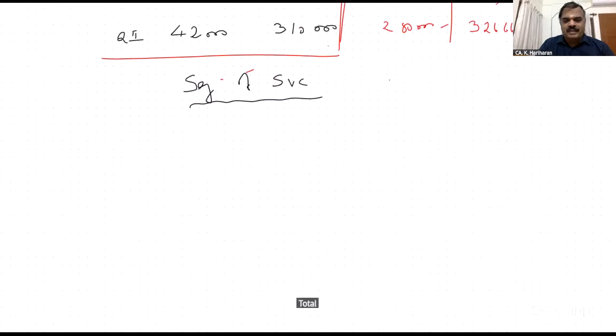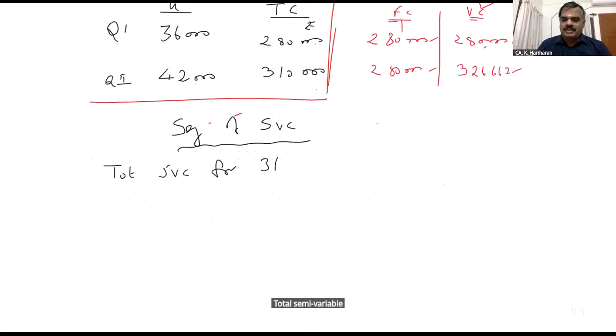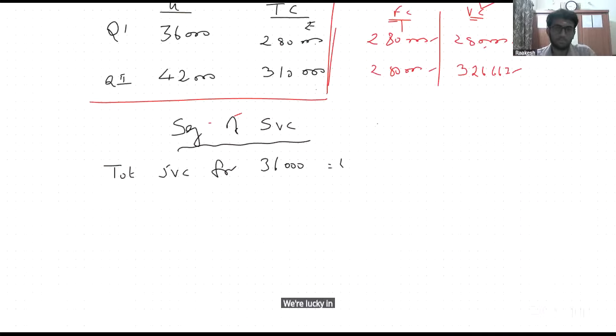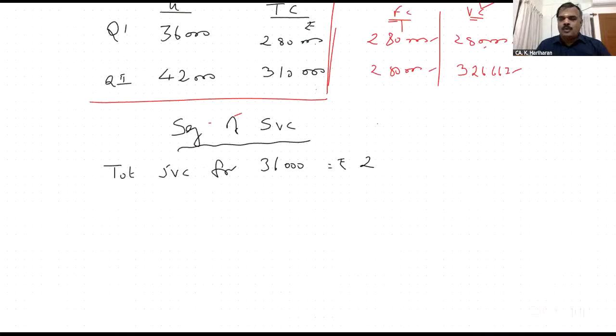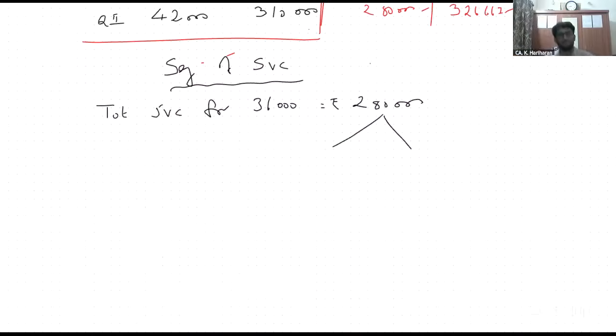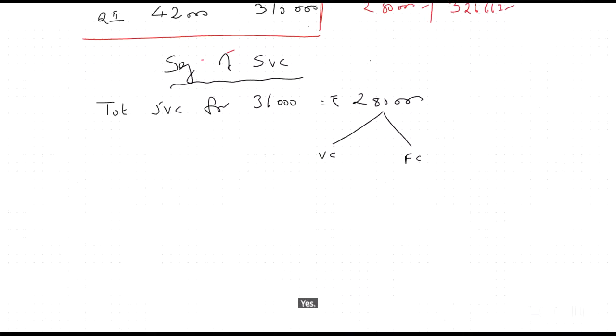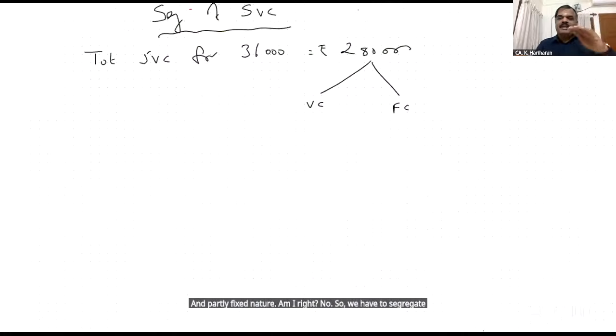Total semi-variable cost for 36,000 quantity is equal to how much? Total semi-variable cost to produce 36,000 quantity is equal to rupees 2,80,000. The 2,80,000 consists of partly variable in nature and partly fixed in nature. Am I right? Yes. Now, we have to segregate out of 2,80,000 how much is the variable cost and how much is the fixed cost.